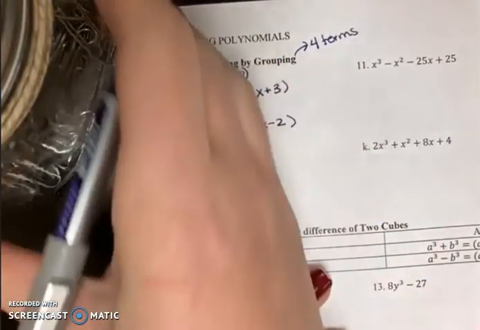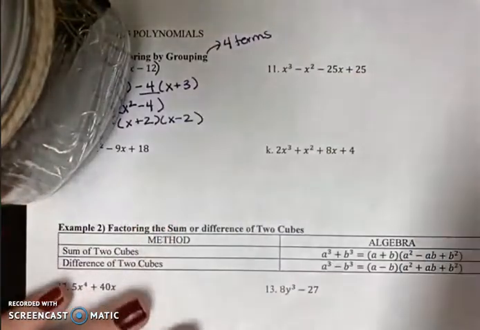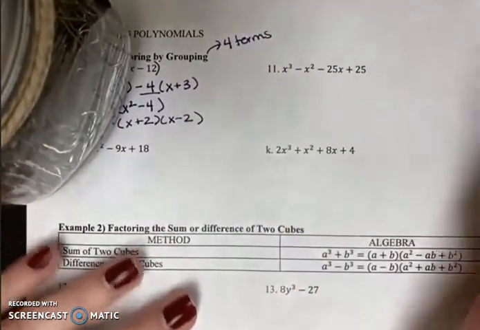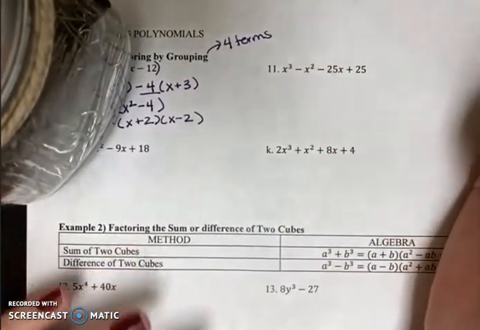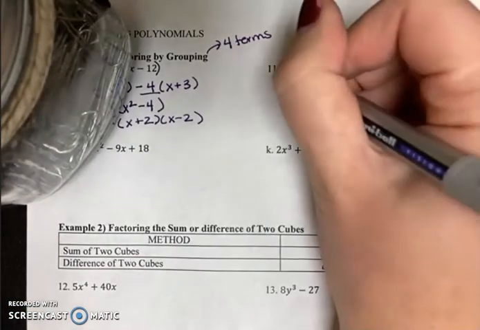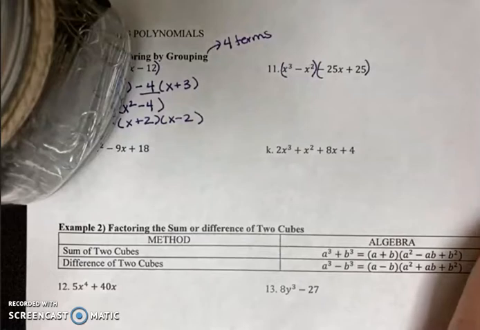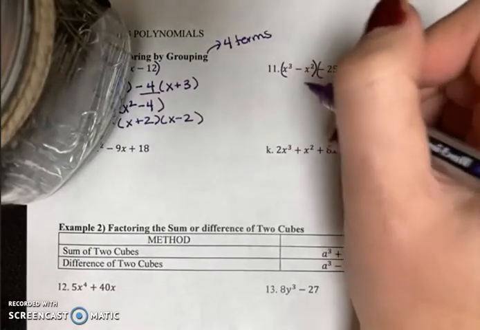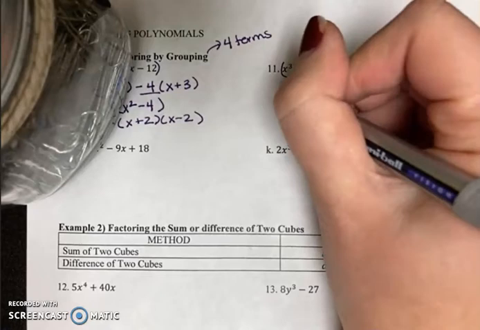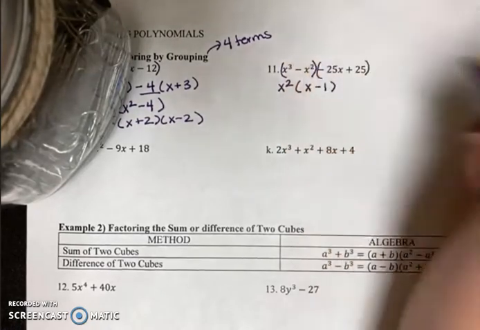Take a look at number 11. Once again, factoring by grouping is when we have 4 terms, which I do here. It doesn't always work, but I'll give you problems that do for the time being. We need to pair the first 2 terms and the last 2 terms together and identify the GCF. So the first 2 terms have a GCF of x squared, and I'm left with x minus 1.